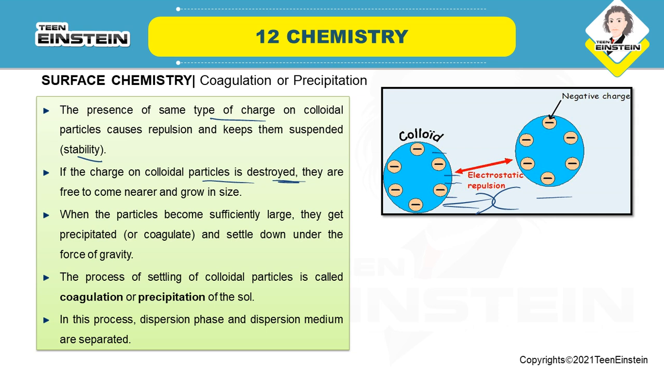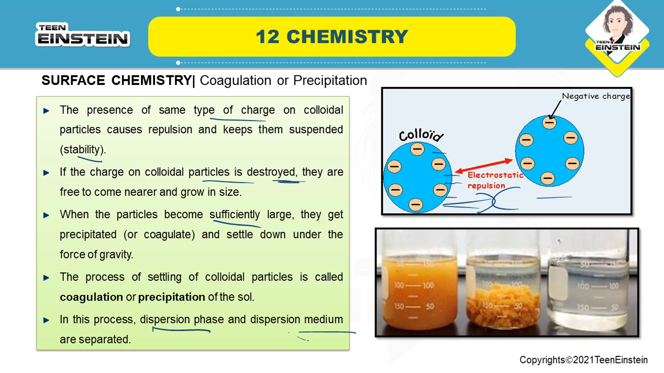Now, if the charge of the colloidal particles is destroyed by some process, which we will discuss later, just think: if this charge is destroyed, they are able to come close to each other, their size will increase, and when it is sufficiently large, they will coagulate or precipitate. That is, they will settle down under the force of gravity. This process is known as coagulation or precipitation. So the dispersed phase and the dispersion medium are separated from each other. That means the colloid is no longer stable. Fine.